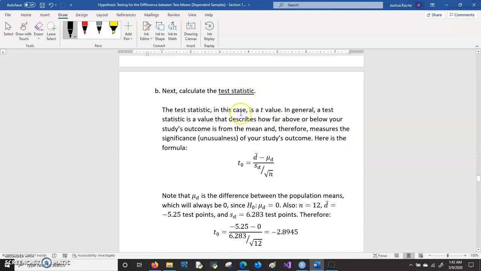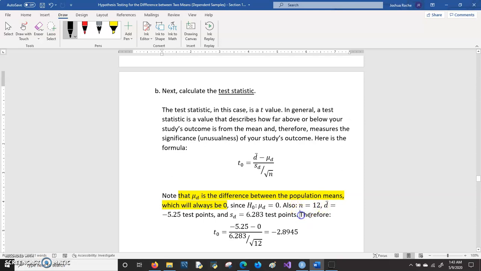The next thing is to calculate the test statistic. In this case, the test statistic is a t-value, and we can use this formula to get that t-value. It looks different than what we saw before, but it's just because instead of x bar, this is d bar. Remember that d stands for the differences. So you're doing the mean of the differences minus mu d, the difference between the population means, divided by the standard deviation of the differences, divided by the square root of the sample size. One thing to note is that mu d is always going to be 0. It's in the formula, but because the null hypothesis is that it's 0, this is always just assumed to be 0. So you can in effect just make it 0.